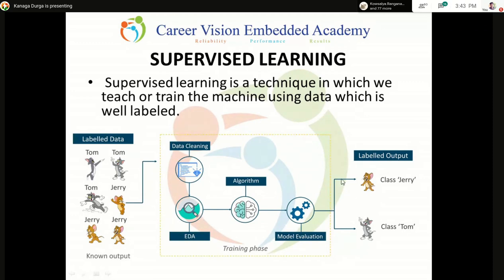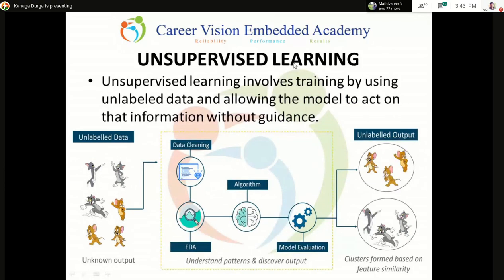And it tells me if it is Jerry, it is class Jerry, and if it's Tom, it tells me it's class Tom. So if I'm training my system with data which is labeled, then it is called supervised learning. Now, let us see what unsupervised learning is.